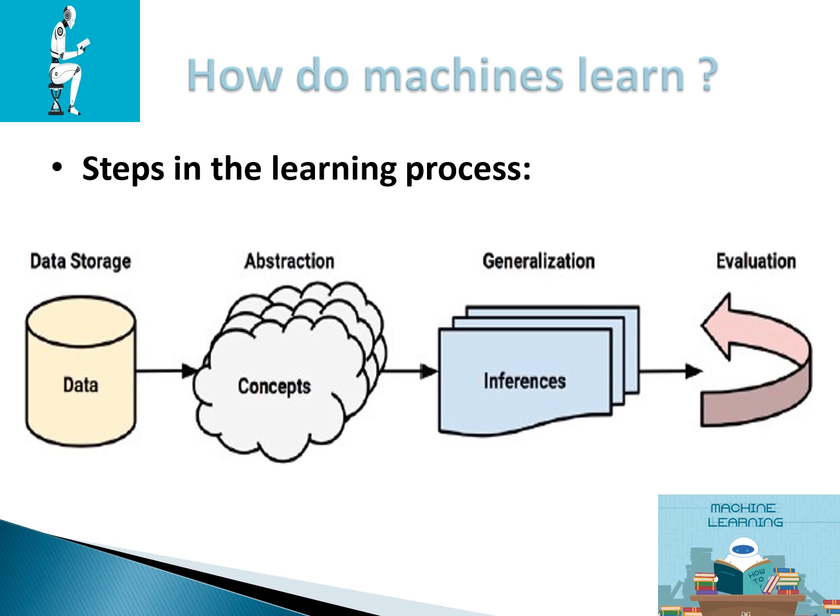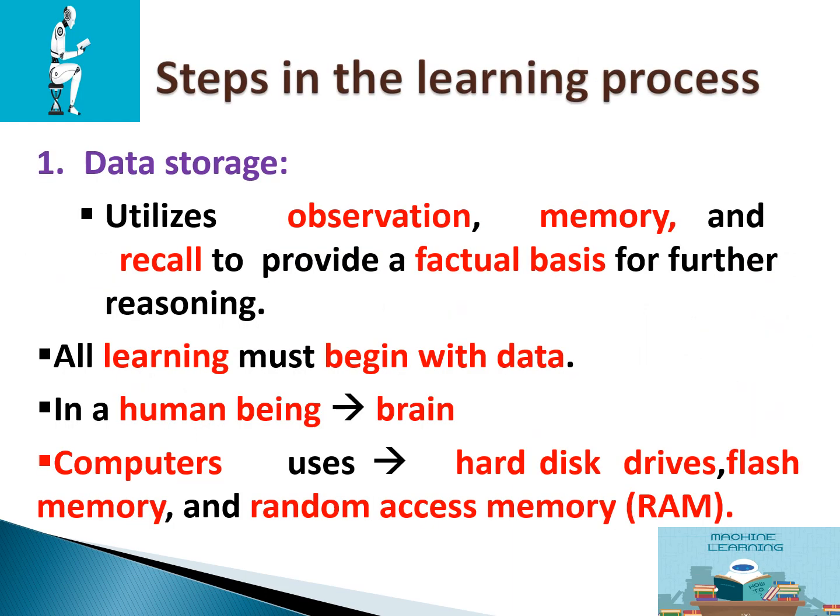And finally, there is an evaluation stage, which is a feedback mechanism to measure the utility of learned knowledge, and it will be useful for further improvements. So the learning process should involve 4 steps: data storage, abstraction, generalization, and evaluation. Now we will see the different steps in detail.